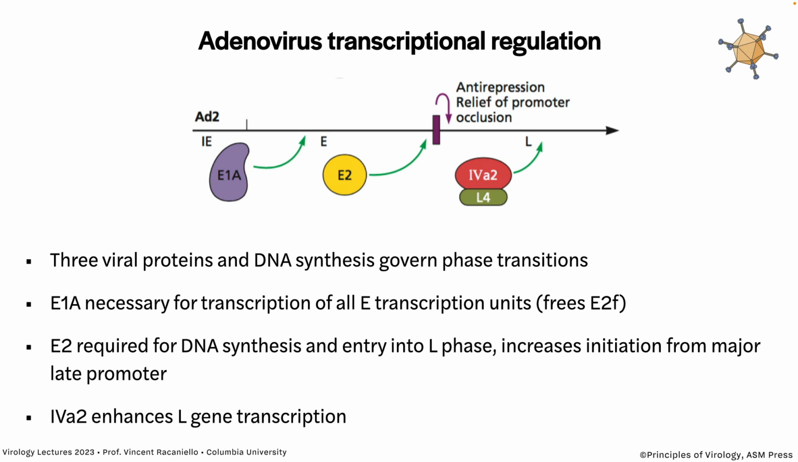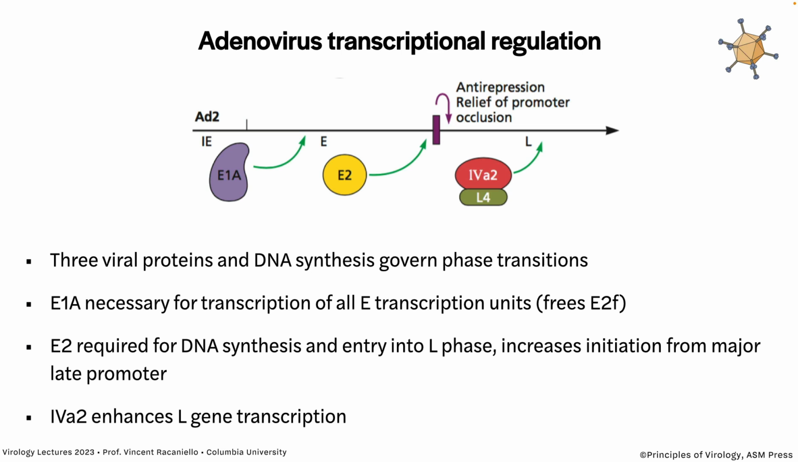Now, the intermediate complexity is adenovirus, where we just have an additional phase. We have an immediate early, an early, and a late. And this is really interesting. And this is going to take us for a couple of stories in this course now. So this is the first time we're seeing it. The timeline is shown at the top. That's not the genome, it's a timeline of infection. We have three viral proteins, and DNA synthesis are going to govern the transitions.